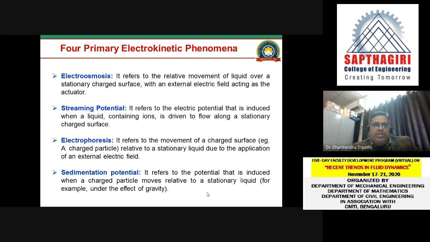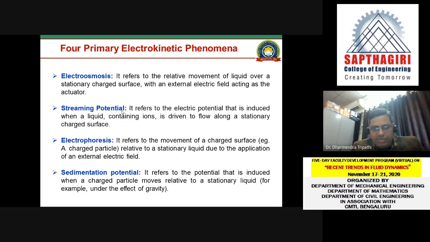So under the electrokinetic phenomena, we are dealing with four basic phenomena. First is electroosmosis. Most of the people are working on electroosmosis when we are studying the fluid motion under the effect of an external electric field. And due to electroosmosis there is a generation of potential, and that potential is known as the streaming potential.